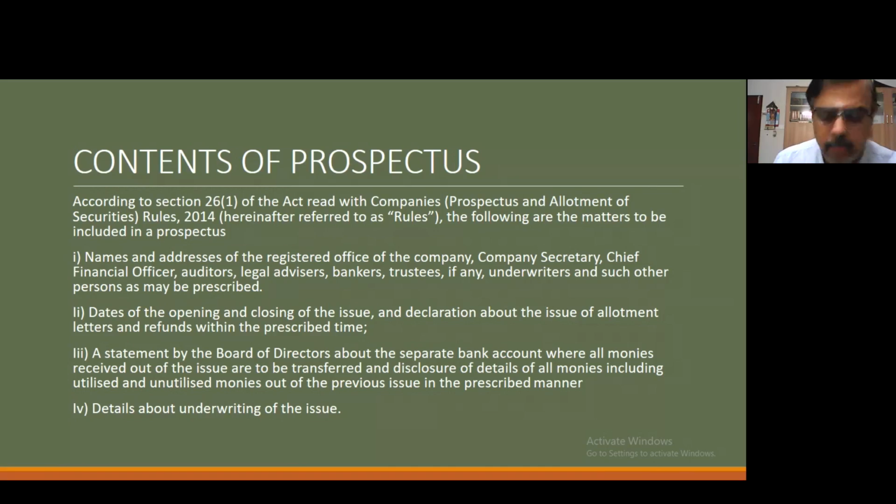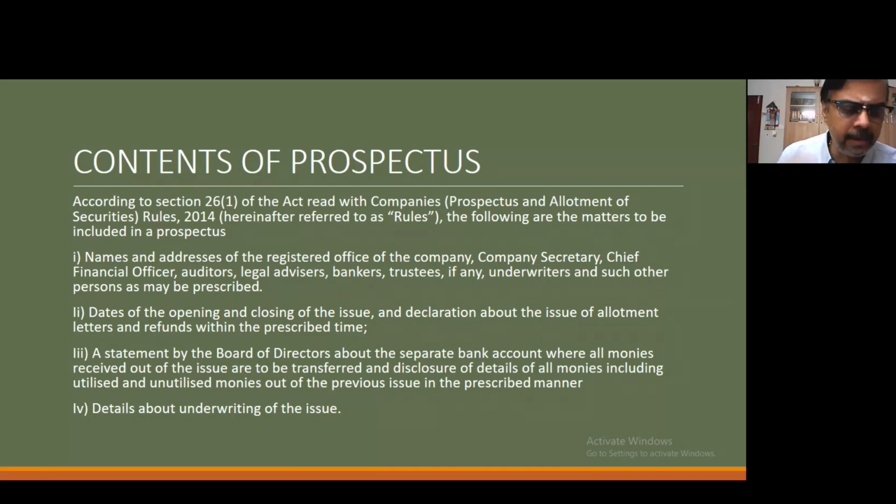And then details about underwriting of the issue. What is underwriting? Underwriting is a mechanism where there are people referred to as underwriters who guarantee to procure subscription for securities of the company. They are not like brokers. Brokers are someone who try to procure subscription for a commission. So if they procure subscription for 1 lakh shares, they'll get commission for 1 lakh shares equivalent. But it is not the case with an underwriter. An underwriter is a person who commits to secure subscription.